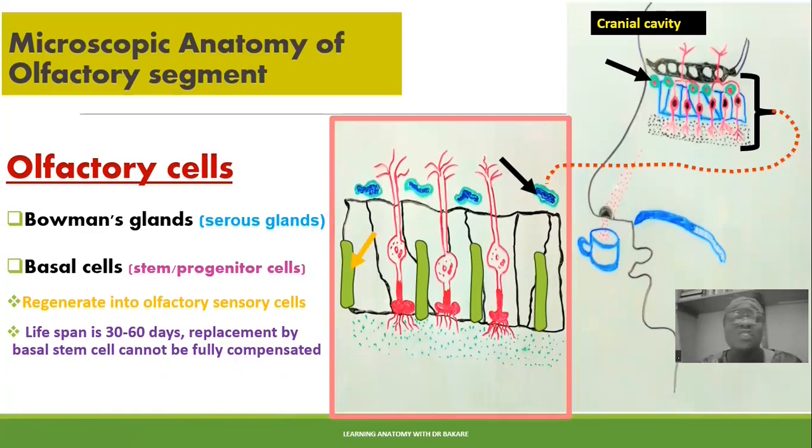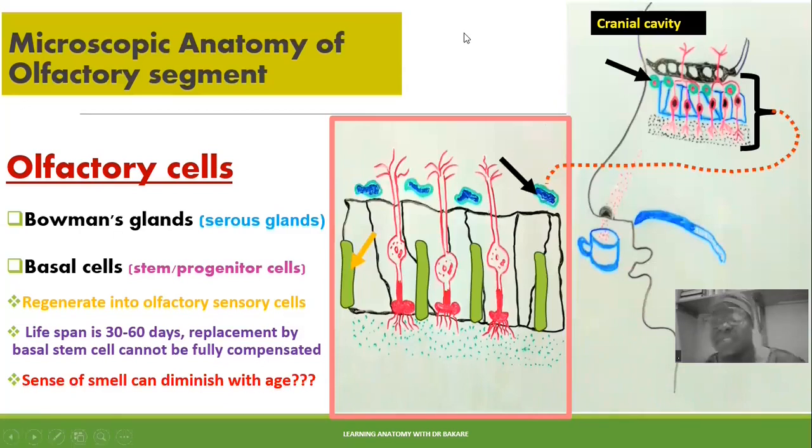This replacement is not 100% efficient, so it cannot be fully compensated for. This means that the olfactory receptor cells that are lost as a result of their short lifespan are not going to be fully replaced by the basal cells. And this is what is responsible for the reduction in the sense of smell as we age. Because this replacement cannot be 100% efficient, some of the olfactory receptor cells will not be replaced at the end of the day. This will lead to a decline in the sensation of smell as we age. So this can be used as a justification for this.